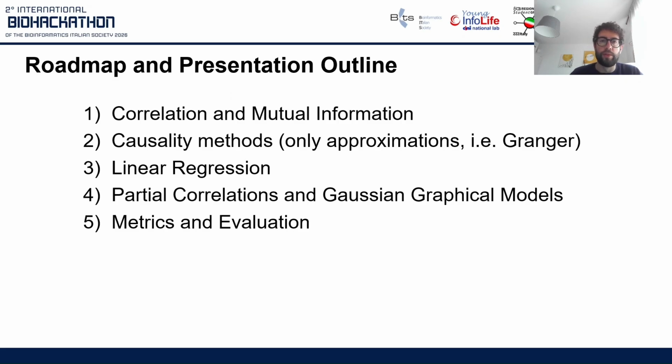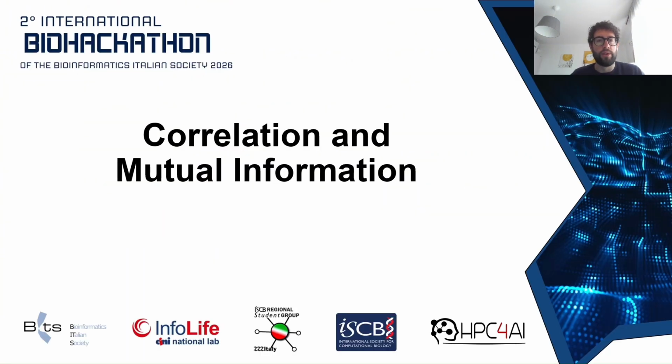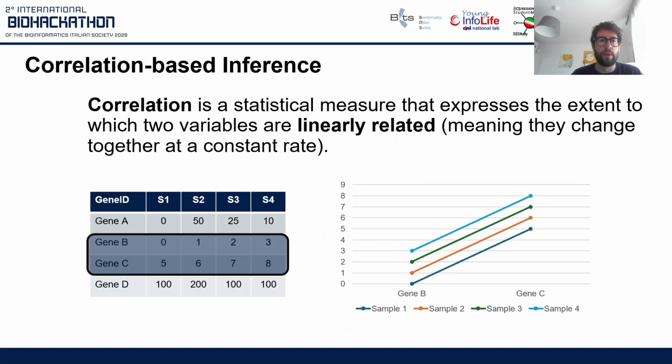The roadmap for this presentation will be: we start with correlation and mutual information techniques, then we go on with some causality methods, even though we will only talk about approximations, linear regression, and then partial correlations, Gaussian graphical models, and in the end, metrics to evaluate if our model is actually performing well. So let's start with correlation techniques and mutual information.